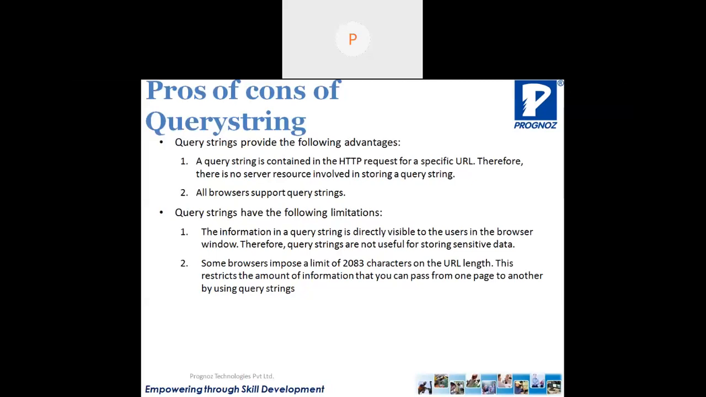Then query string has limitations. The information in the query string is visible within the URL bar, and that's why we cannot share sensitive data or sensitive information through query string. The information is directly visible to the user, and therefore query strings are not useful for storing sensitive data. Another limitation is that some browsers impose a limit of 2083 characters on the URL length, and this restricts the amount of information that you can pass from one page to another by using query string.